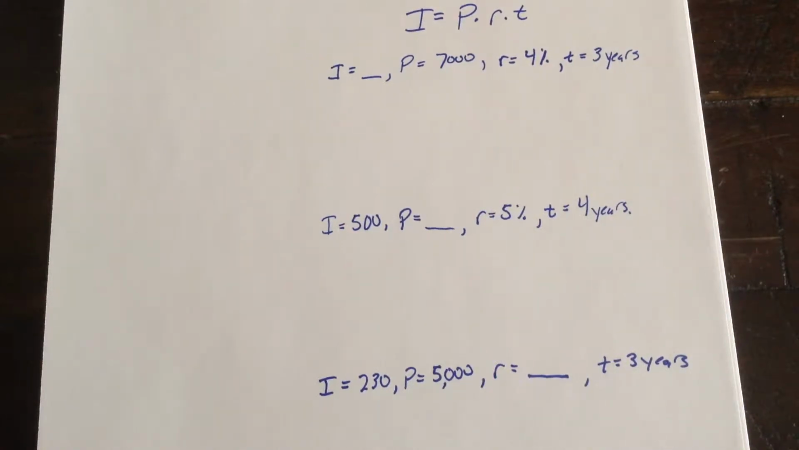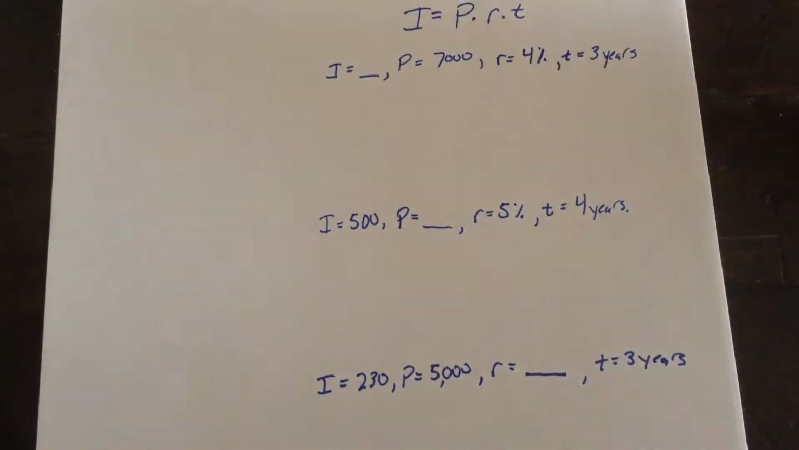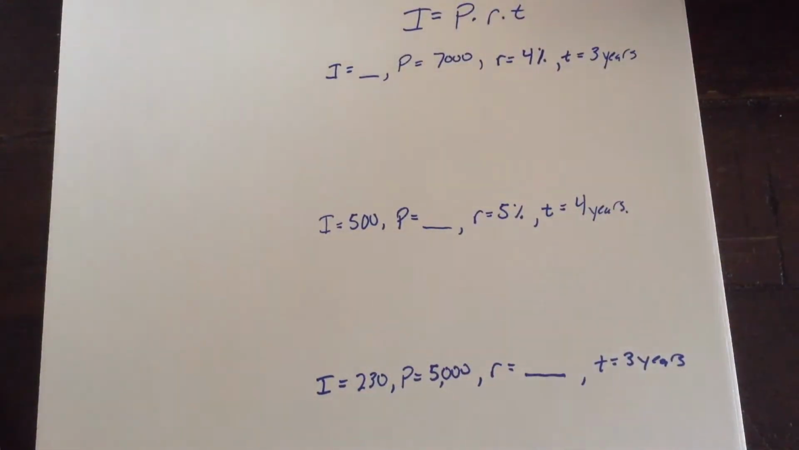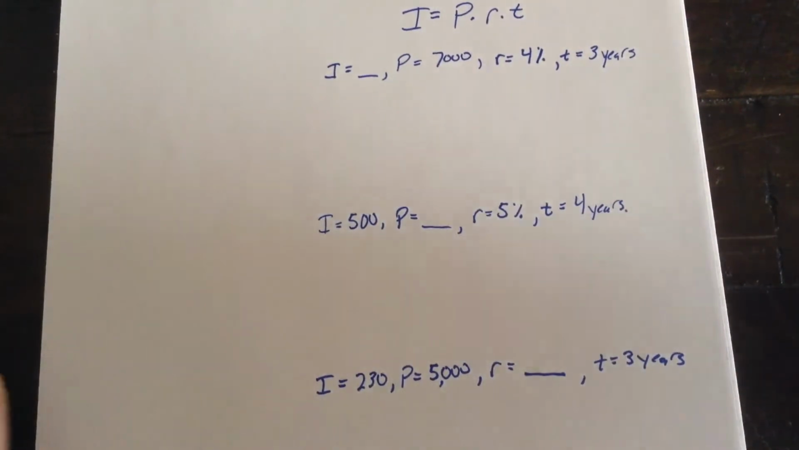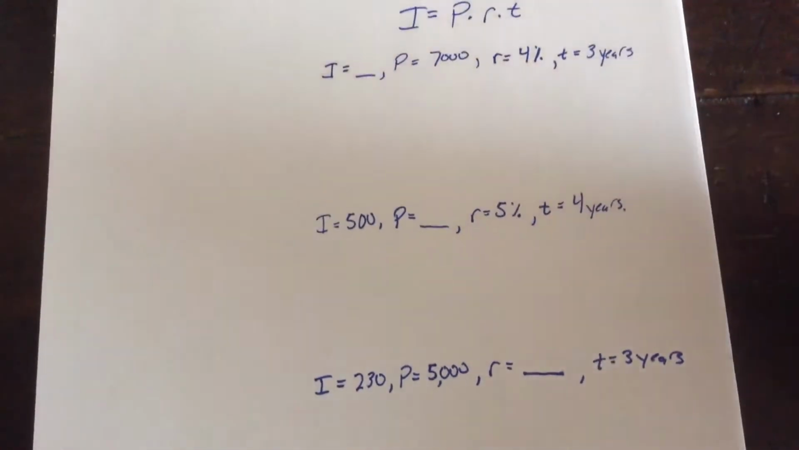Okay, these are the 4 different ways you can be asked to solve a simple interest problem. You've got to remember that the formula is I equals P times rate times time. So interest equals principal times rate times time. Okay, the first one's straightforward. You're just subbing into the formula and solving for interest.